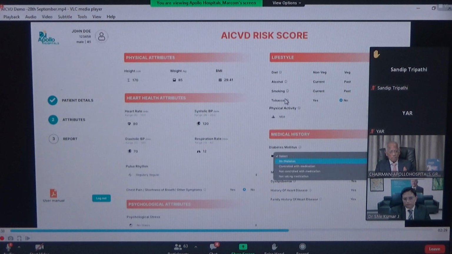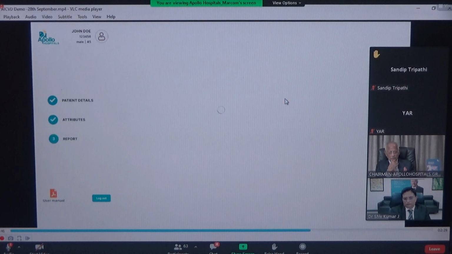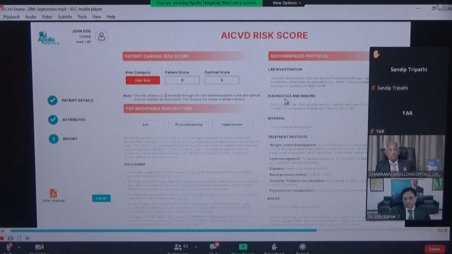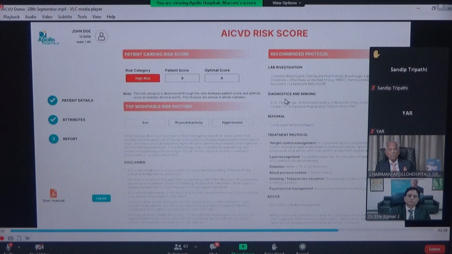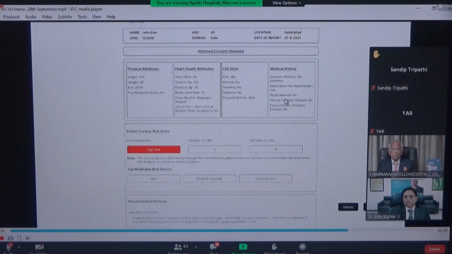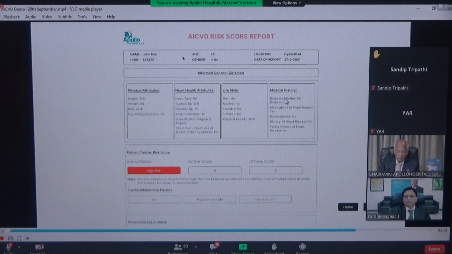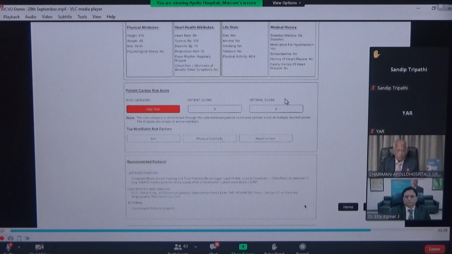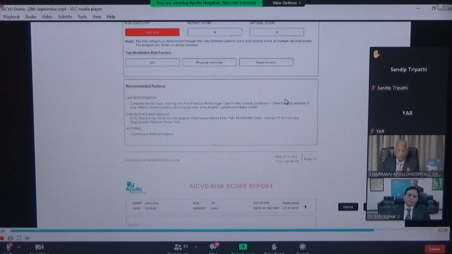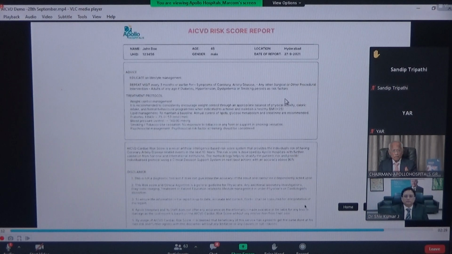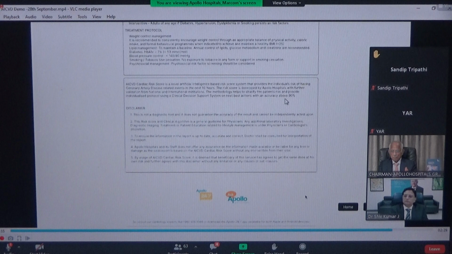Once we've done all of these, we have a chance to have a conversation with the patient, understand how the data has been captured, and then we go about generating the risk score. As Sir just said, in the output we get the risk category, the patient score, the optimal score, the top modifiable risk factor, and then on the right-hand side, we get the recommended protocol, which talks about what the patient needs to do next. And then we come out with a full report for the patient, which he can take home and keep in his record. With this, I'll ask Saurabh to stop here.